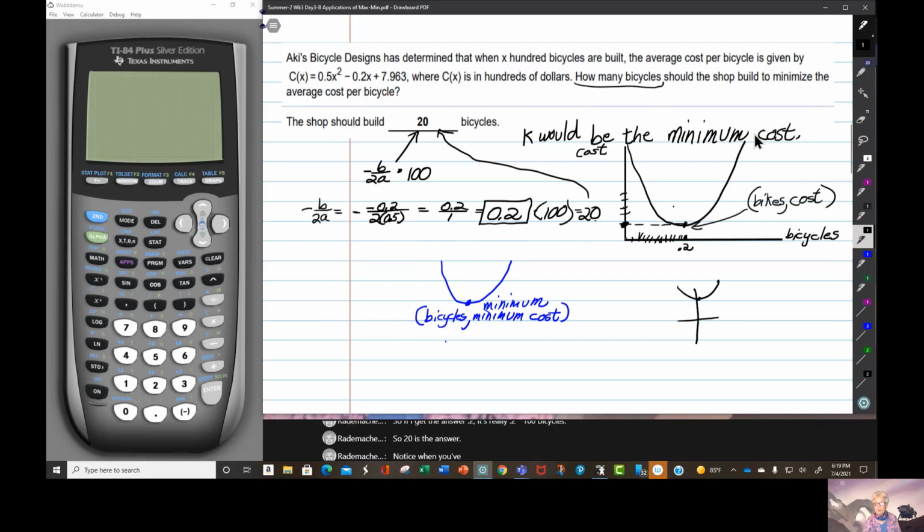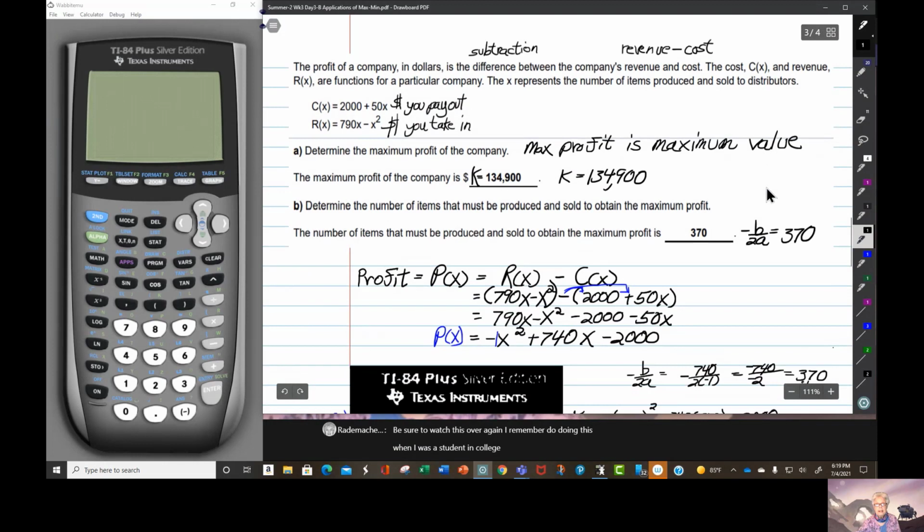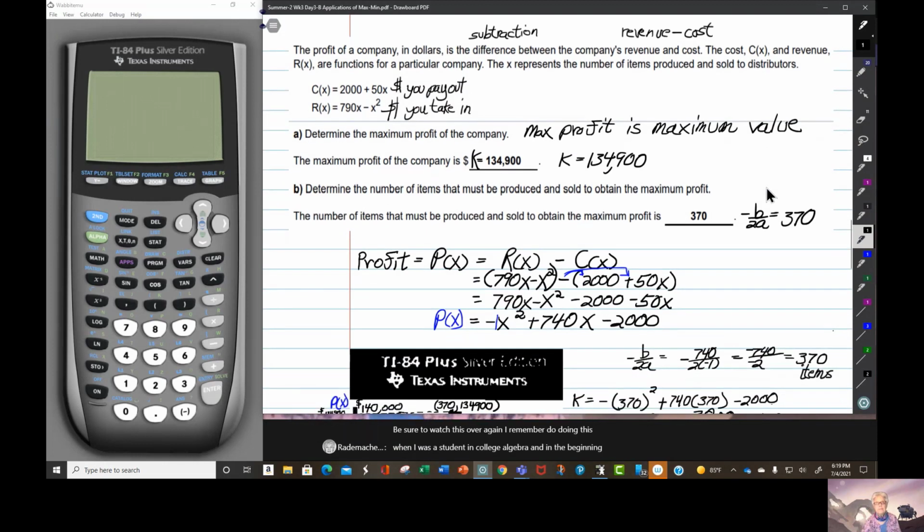Notice when you've got a cupped up parabola, you have a positive leading coefficient, you have a minimum value. And you have the x-coordinate that makes the minimum value a minimum value. Be sure to watch this over again. I remember doing this when I was a student in college algebra, and in the beginning I found it terribly confusing. But you get used to it, and it stops being confusing. So don't be scared off.